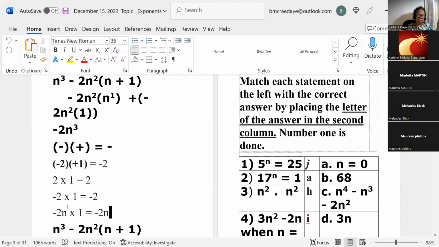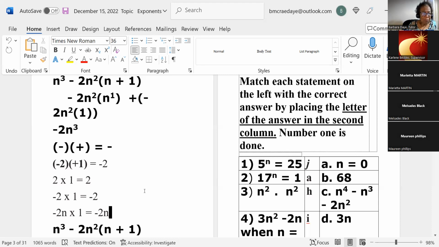Right, you can't drop the variable. See, look, anytime you multiply by 1, you get back the same. 2 times 1, you still get a 2. Minus 2 times 1, minus 2. Minus 2n times 1, minus 2n. So when you multiply by 1, you don't change the value of your original expression. It stays the same. That's the point of why I went through this with you.